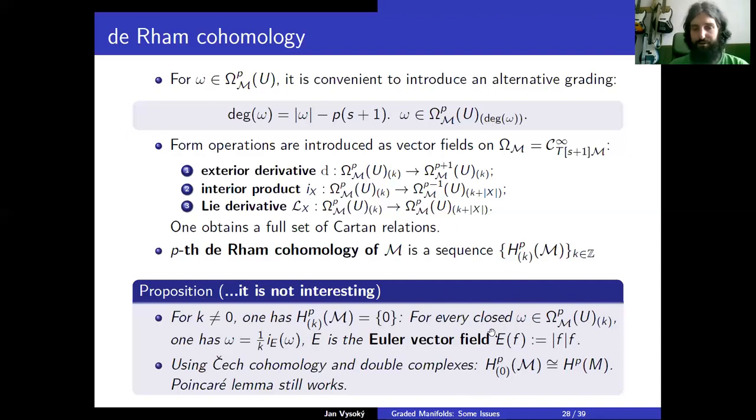this is not true for degree 0 forms, but for degree 0 forms I can show using some arguments, using double complexes, and so on, that the cohomology of degree 0 is in fact isomorphic to the ordinary de Rham cohomology of my underlying manifold. So all the non-triviality is in fact hidden in my manifold M. And also it's true that the Poincare lemma still works. So every closed degree 0 form is locally exact. So this is still true.